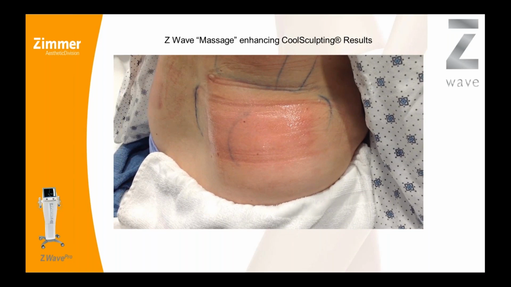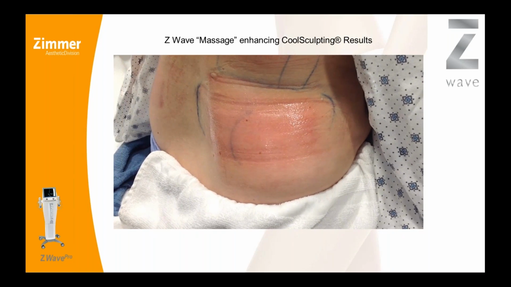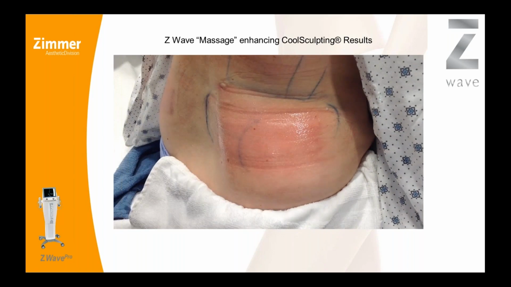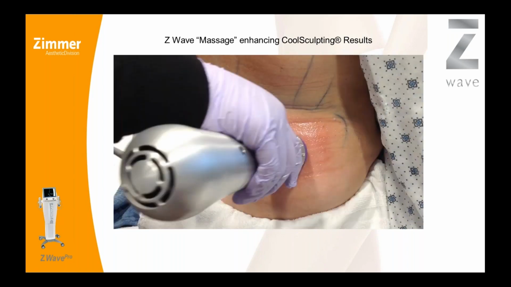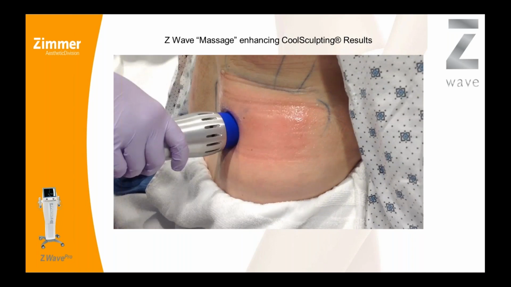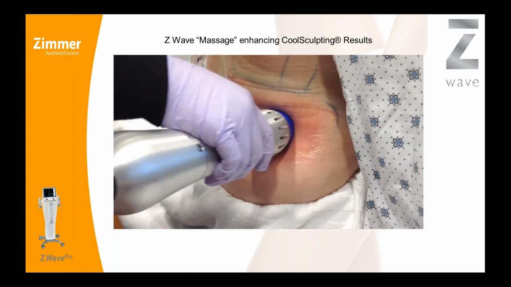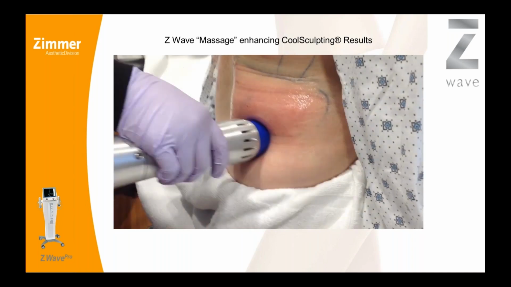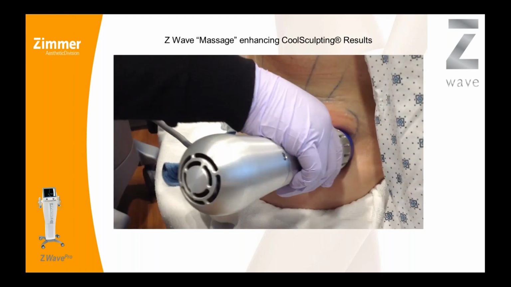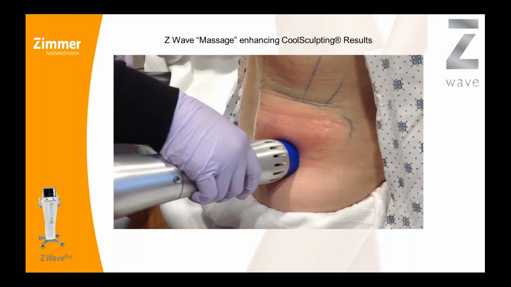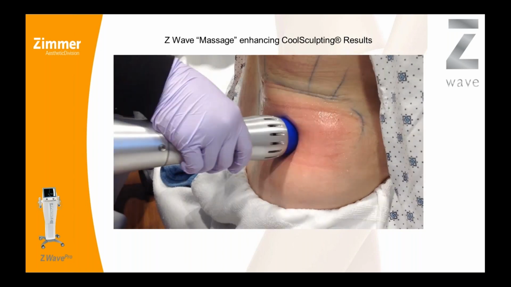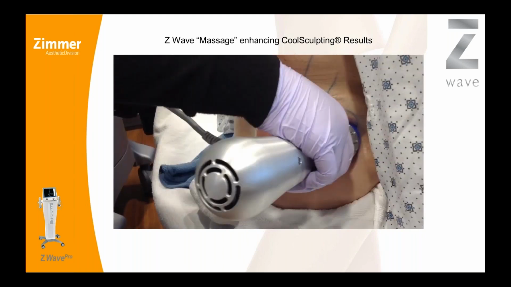So you want to remove your CoolSculpting applicator and place your patient in a comfortable position. Apply the Zimmer liquid, which is plain mineral oil, to your treatment area. The oil allows for a smoother treatment. If you try to use that Z-Wave on dry skin, it's more uncomfortable for the patient and it just doesn't glide smoothly. So you want to use your mineral oil and you want to deliver a full 2,500 pulses, which is going to take you about 2.5 minutes to each treatment area.